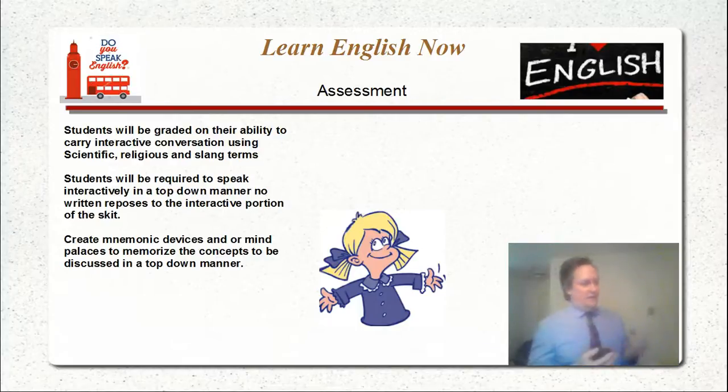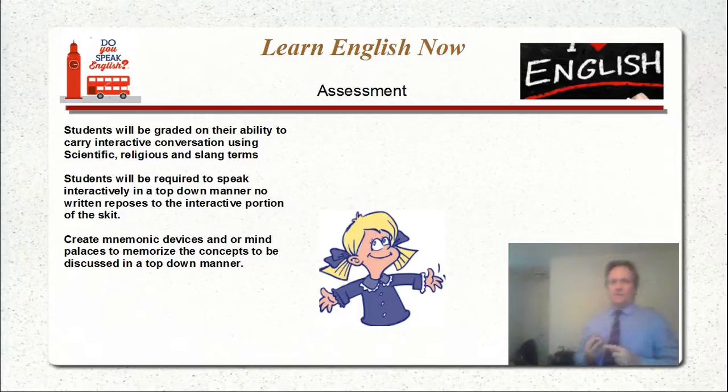You're not going to sit here and hold a sheet of paper. You got to remember the main concepts. And you may plan to say one thing, but when you get up there, you say something a little different, but you're going to have the main concepts in your head. And that's all you're going to have with you. And how are you going to do that is you're going to create mnemonic devices and mind palaces to memorize the concepts to be discussed in a top-down manner.